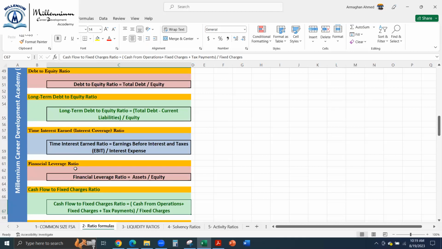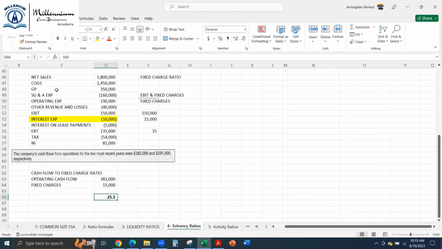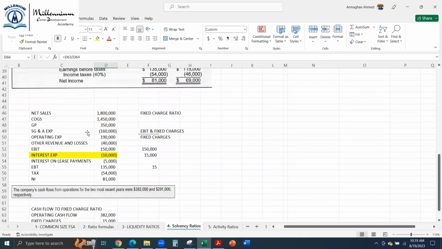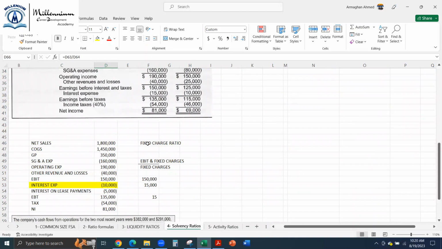Financial leverage ratio, we have later. So if you have understood, then we'll come to the financial leverage ratio. Understood, sir. One question here, please. Yes, sir, please.